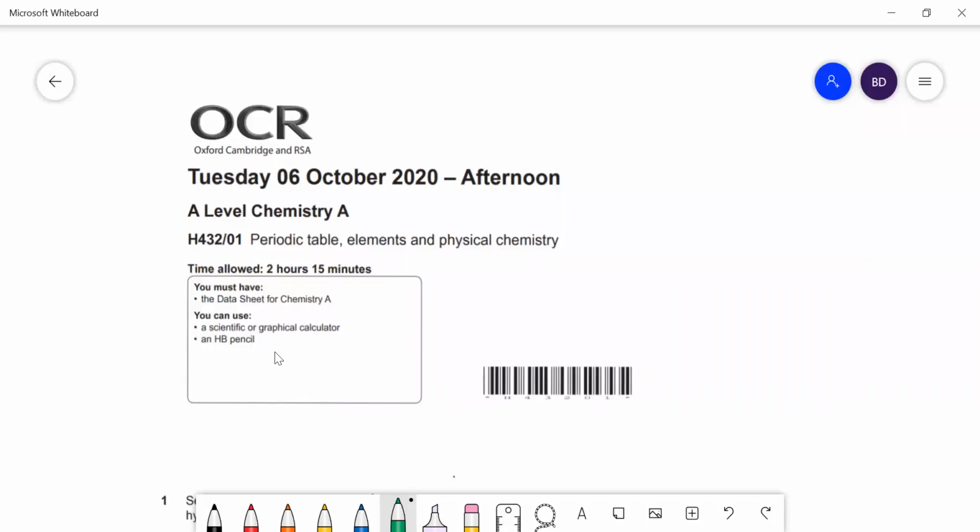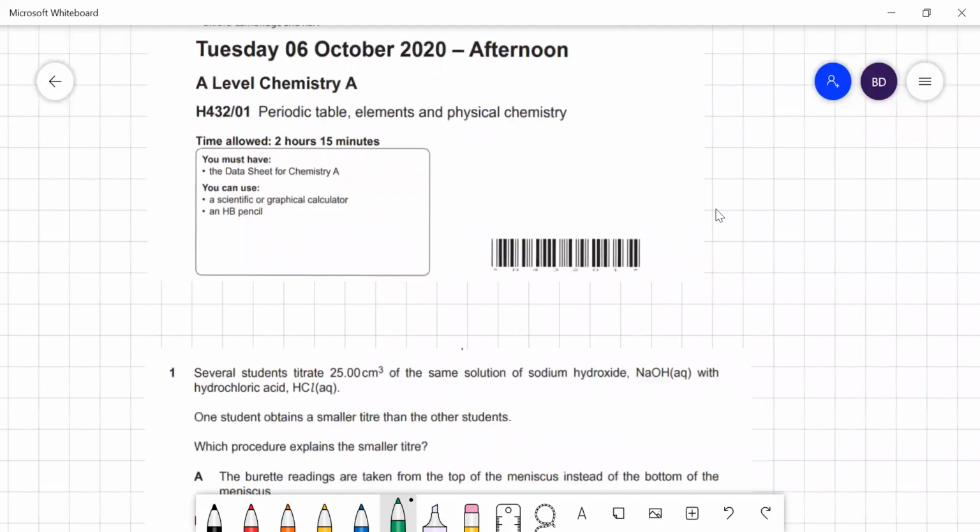In this video, I'm going to go through the OCR A-level chemistry paper. This is the 2020 paper, paper 1, periodic table, elements and physical chemistry. I'll just do the first half of the paper in this video. Okay, so starting off with the multiple choice section.